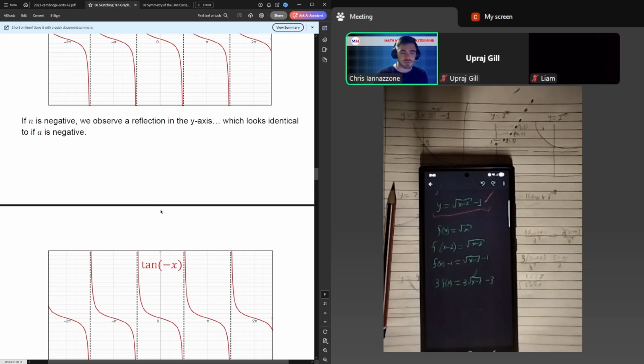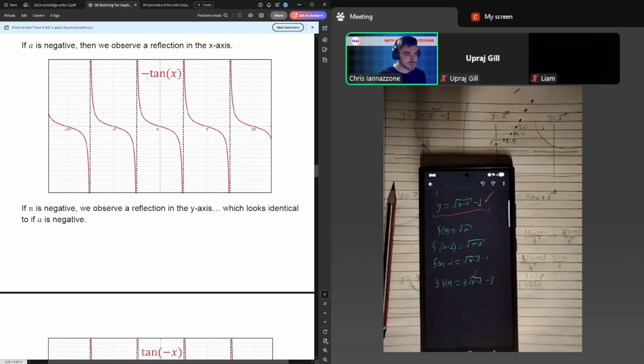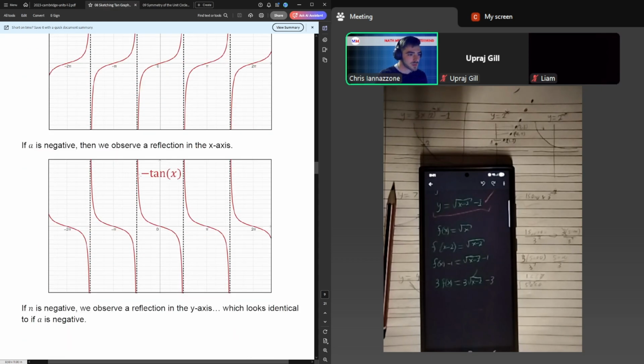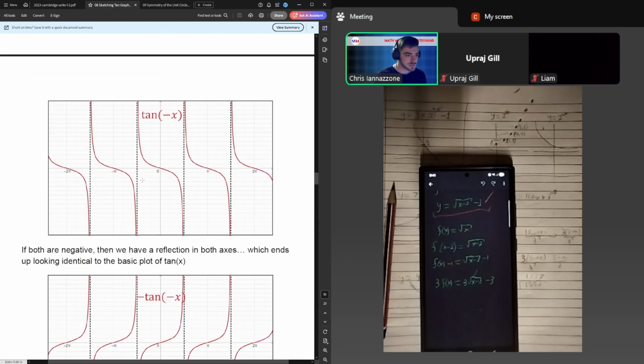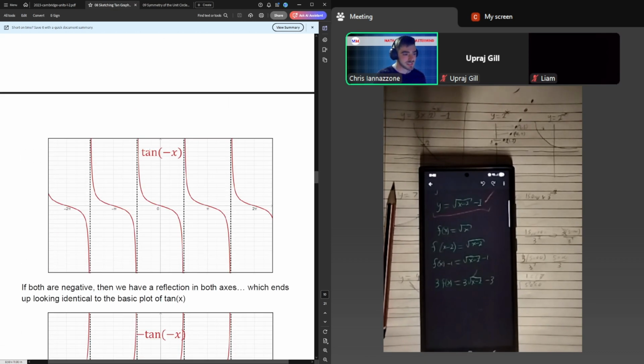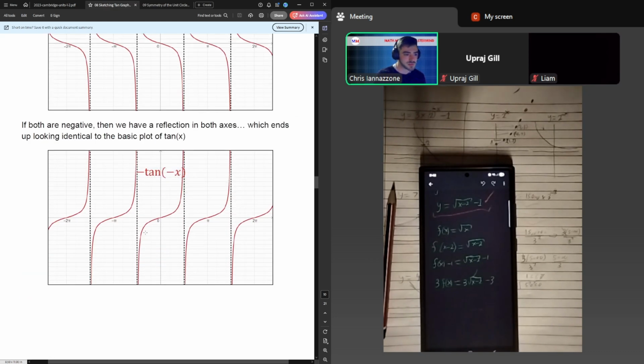And what I mean by that is putting a reflection vertically would mean putting this down here and this up here. But flipping horizontally does the exact same thing. Tan of negative x, right? So if you imagine putting this to the left and this to the right, it's actually the exact same shape. So negative tan of x is the same thing as tan of negative x. So if you have both, you actually get back to where you started.